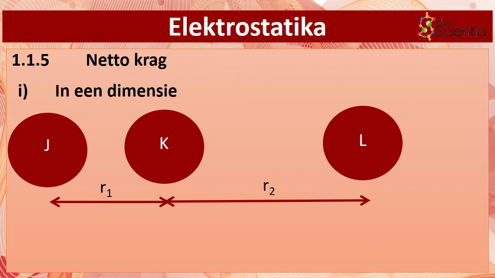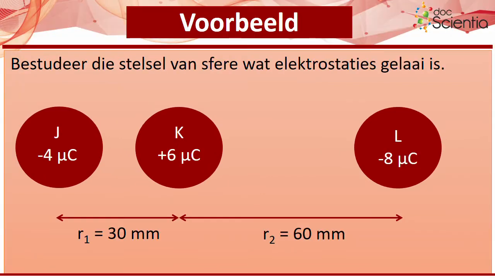So let's say you have those 3 objects and they give you the distance from J to K and they give you the distance from K to L and then they can say what is the net force experienced by K. Dan moet jy gaan kyk wat is die krag van J op K, wat is die krag van L op K en mooi kyk is hulle besig om aan te trek of af te stoot. So kom ons gaan. Hulle sê vir jou bestudeer die stelsel van swere wat elektrostatiese ladings het. Do you guys see?